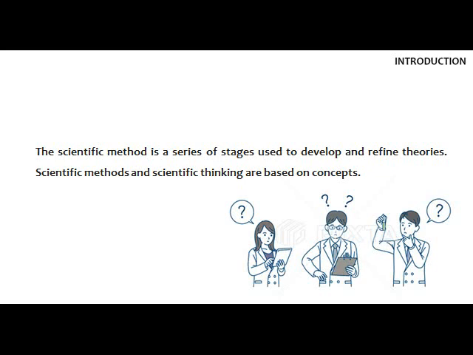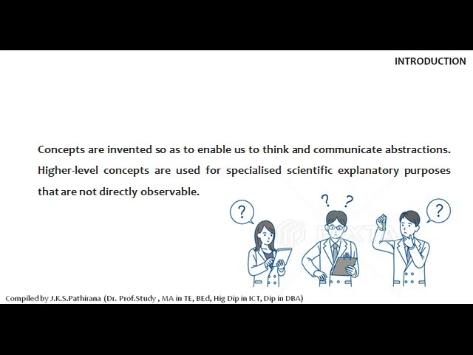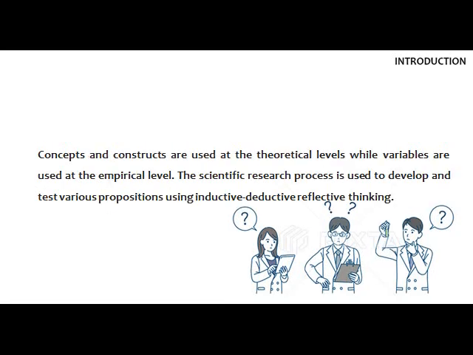Scientific methods and scientific thinking are based on concepts. Concepts are invented so as to enable us to think and communicate abstractions. Higher-level concepts are used for specialized scientific explanatory purposes that are not directly observable. Concepts and constructs are used at the theoretical levels, while variables are used at the empirical level. The scientific research process is used to develop and test various propositions using inductive, deductive, reflective thinking.